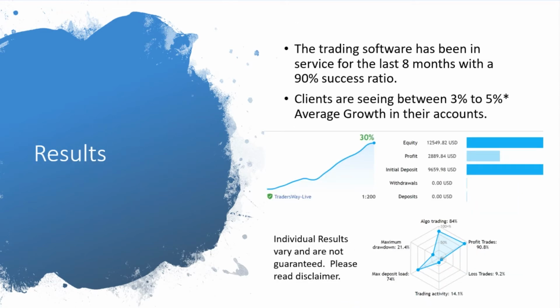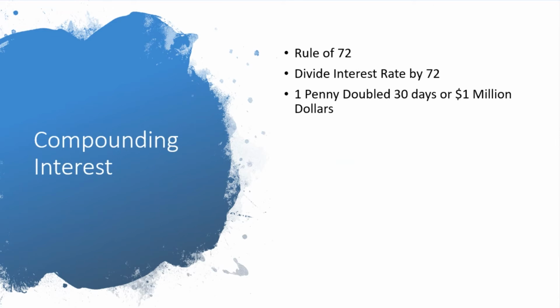Let's see some results from the Ultimate Auto Trader. The trading software has been in service for the last 8 months with a 90% success ratio. Clients are seeing between 3 to 5% average growth in their accounts. The following example is one live account that has been trading for the last 3 months. It has seen almost a 10% increase per month. Again, individual results may vary and are not guaranteed. Please make sure and read the disclaimer.